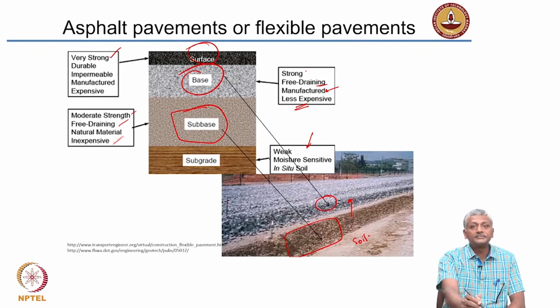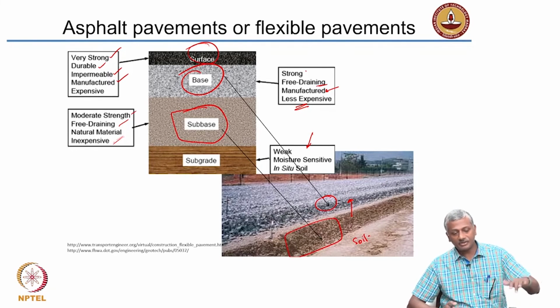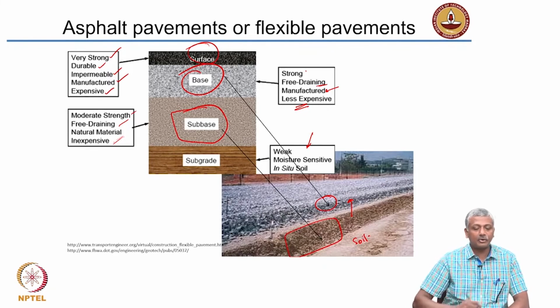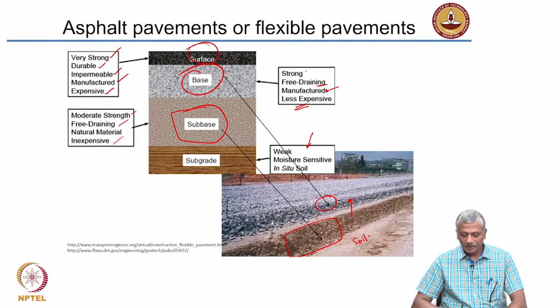It is very strong as compared to the bottom layers, durable, it is impermeable, it should not allow water to penetrate, it is manufactured, obviously the materials are mixed together properly, laid and then compacted and finished, and obviously for all these reasons it is going to be expensive. Okay. So, this is the structure of a typical flexible pavement.